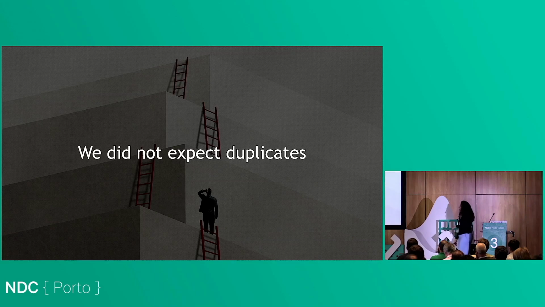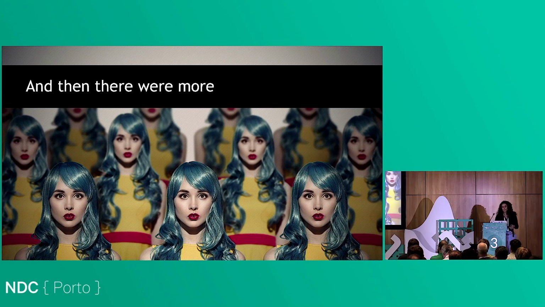And that brings me to our last problem. We did not expect duplicate messages. In a message-based system, every send or publish operation is by definition an at-least-once operation. If it's going to happen at least once, we also have a guarantee that at some point it will be more than once, right?